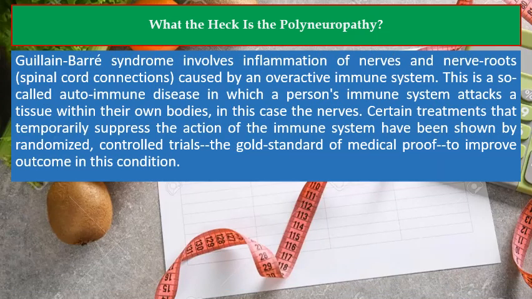Guillain-Barré syndrome involves inflammation of nerves and nerve roots, spinal cord connections, caused by an overactive immune system. This is a so-called autoimmune disease in which a person's immune system attacks a tissue within their own bodies, in this case the nerves. Certain treatments that temporarily suppress the action of the immune system have been shown by randomized, controlled trials, the gold standard of medical proof, to improve outcome in this condition.